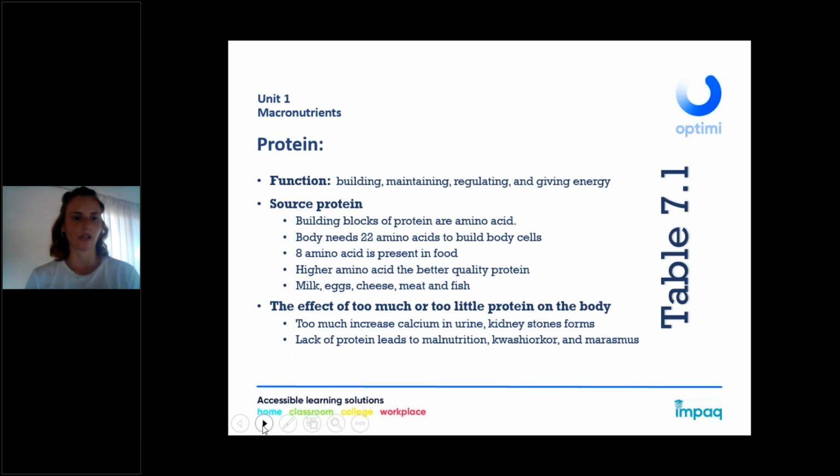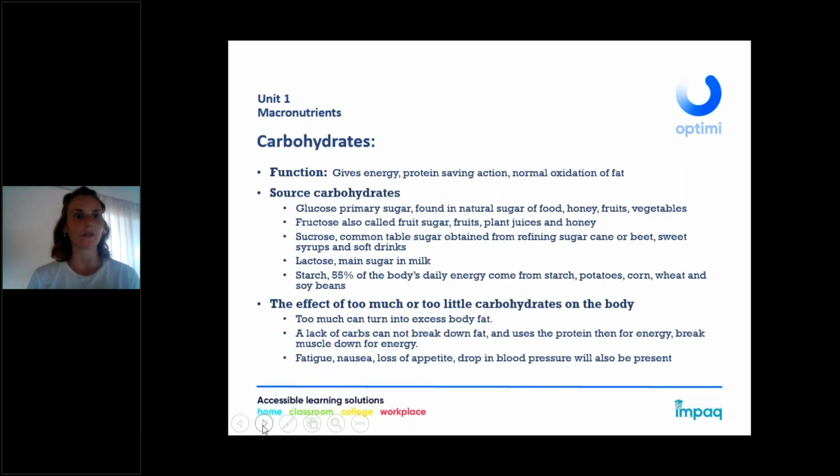Carbohydrates. So the function of carbs, we all know, the first function is to give energy. The next one is to save your protein. The moment there's no carbs, then your body uses your protein to actually give your body energy, which we don't want to let the body do. We want the body to take energy from your carbs. But if there's not enough and you don't take enough carbs in, then it's going to eat up your protein and then it's going to make your muscle tissue and your development a little bit slower. And then also carbs are used for the oxidation of fat.